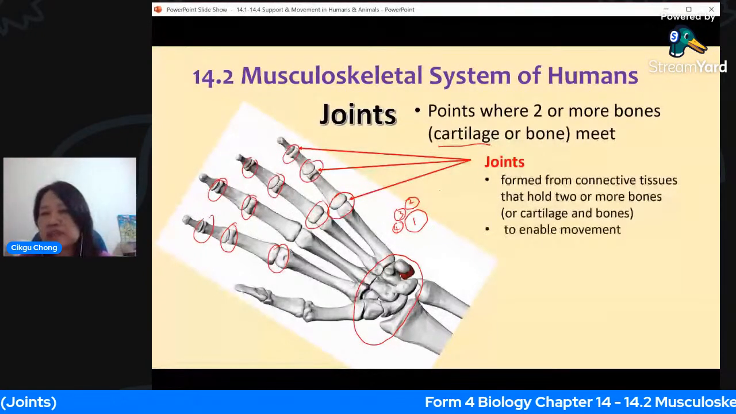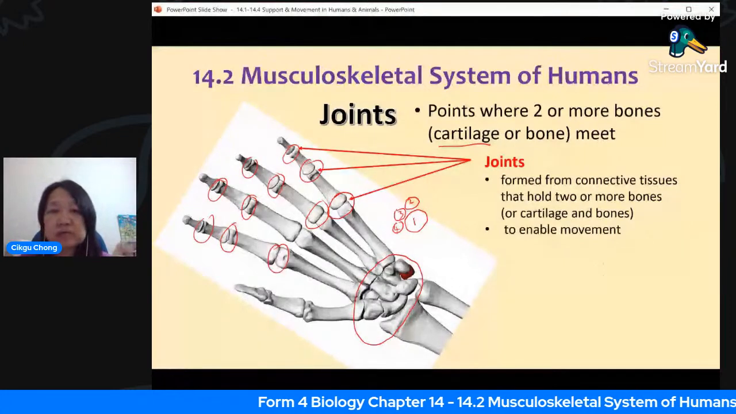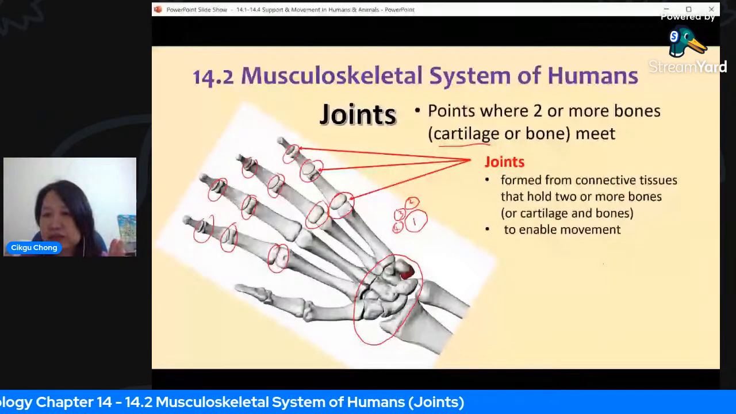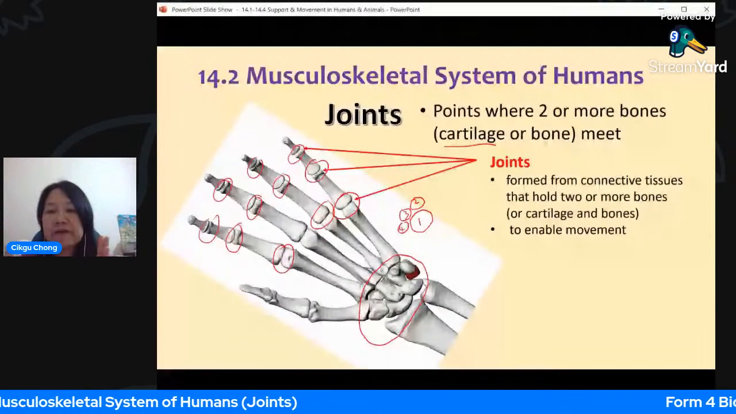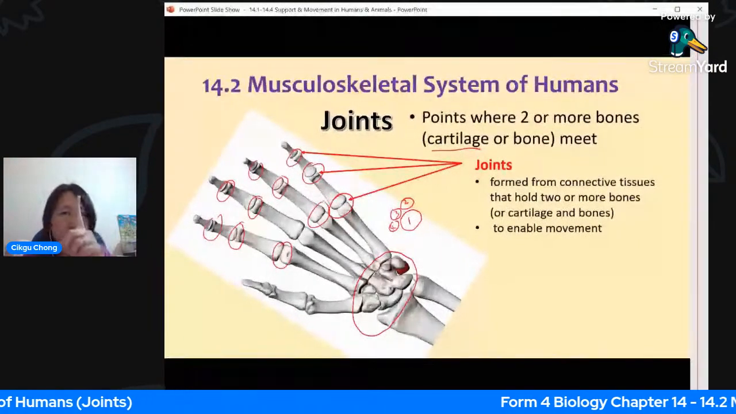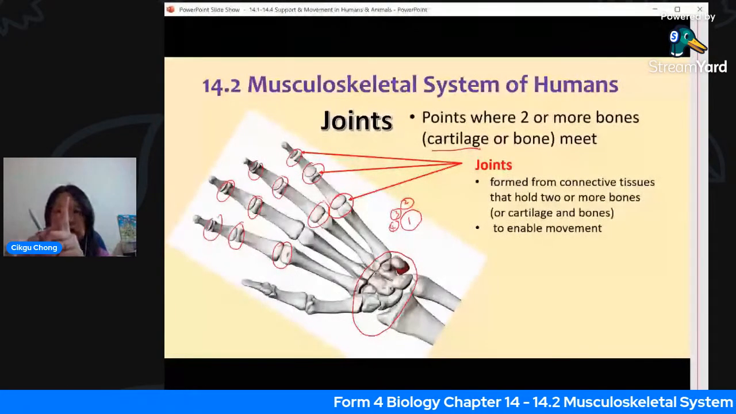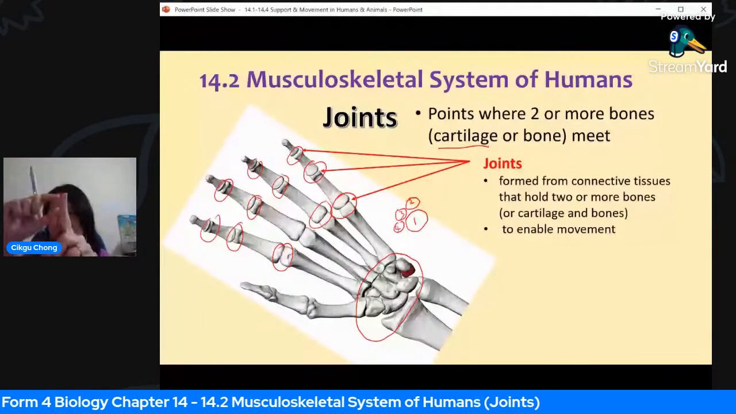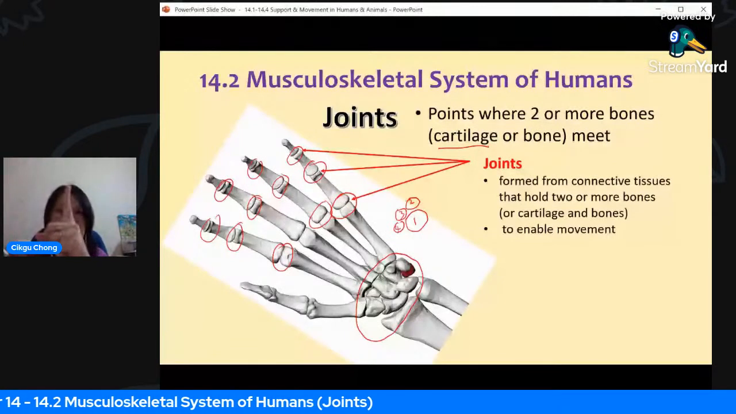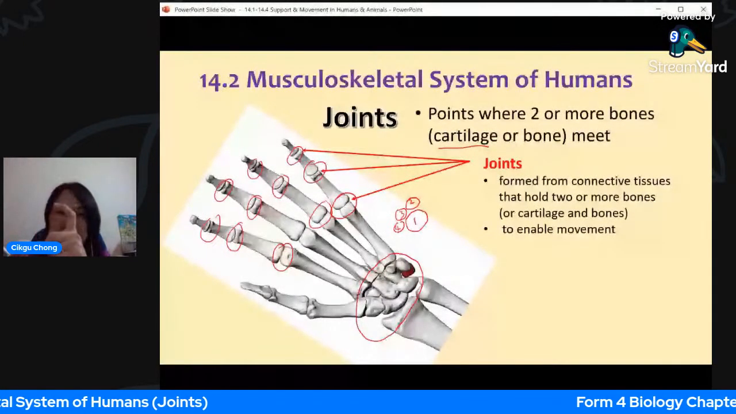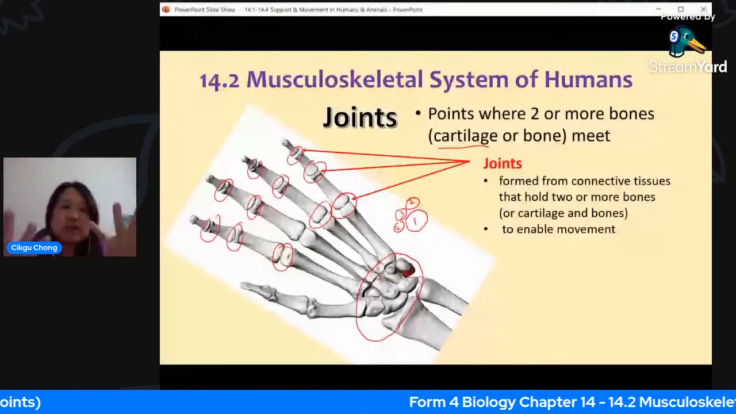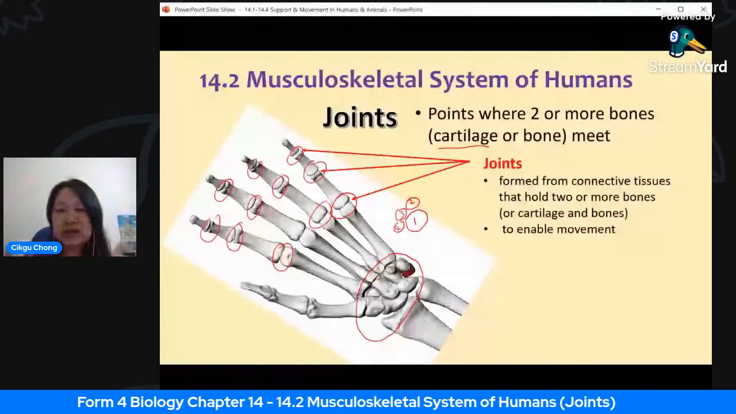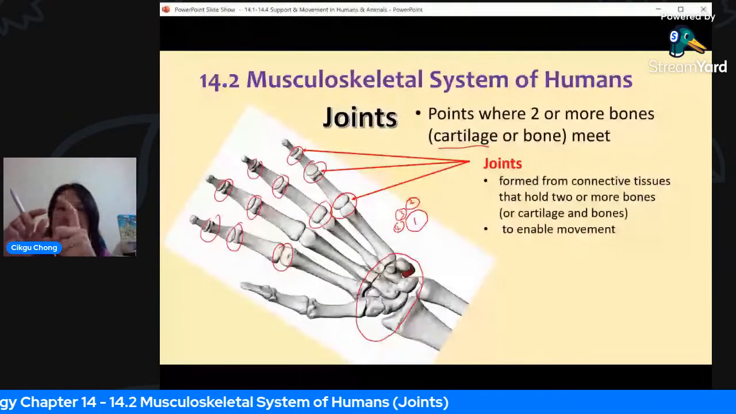Now, why do we need joints? Joints help to enable movement. If you do not have joints, for example, like I mentioned last week, when you have one straight bone like this. Your finger has three bones. You can see this, you have two joints but three bones. If you do not have joints, your finger cannot bend, and when your finger cannot bend, you cannot hold anything. Your fingers would practically be useless because you can't grip or hold anything. So joints enable movement so your bones can bend.